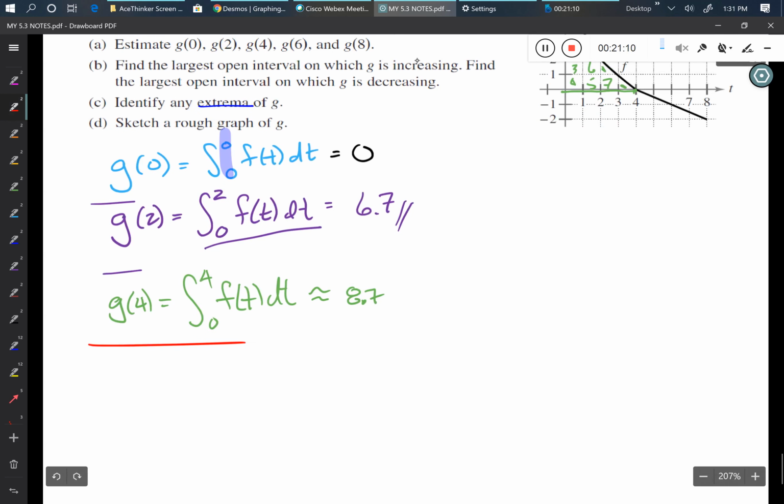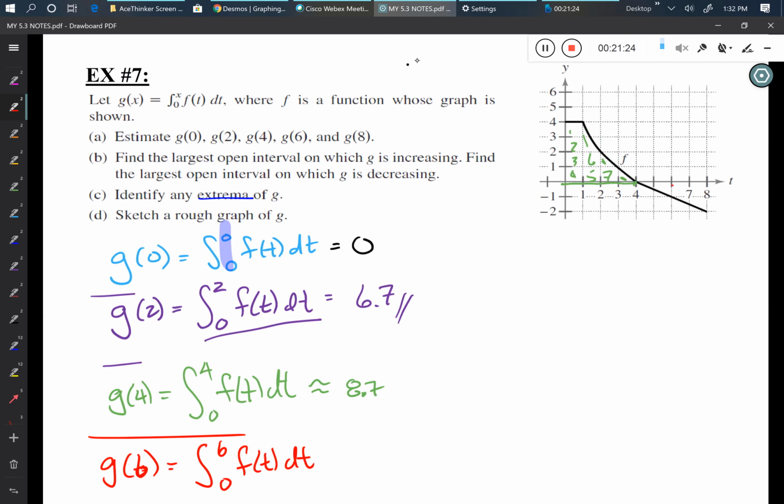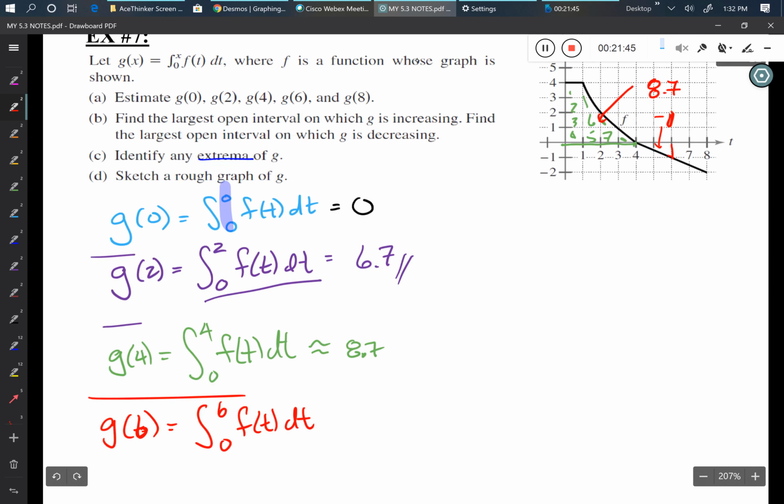Now I'm going to try g of 6. What does g of 6 mean to do? The integral from 0 to 6 of f of t dt. Well, 6 means take it out to here. So now you've got this negative piece. So if we said the positive was about 8.7 positive, how much is that negative? Oh man, I'm going to call that 1. I'm going to call that down there a negative 1. So 7.7.